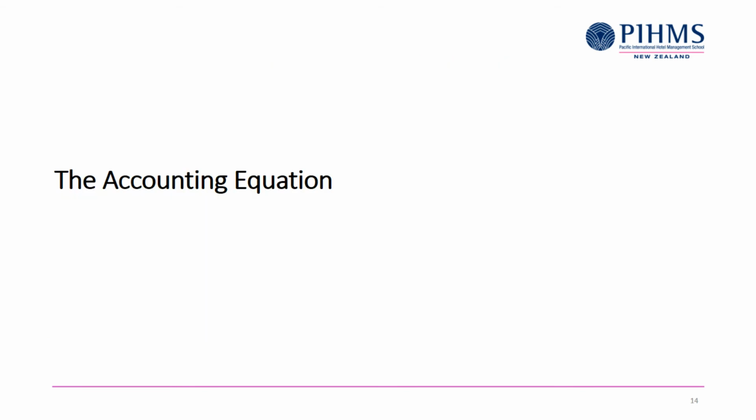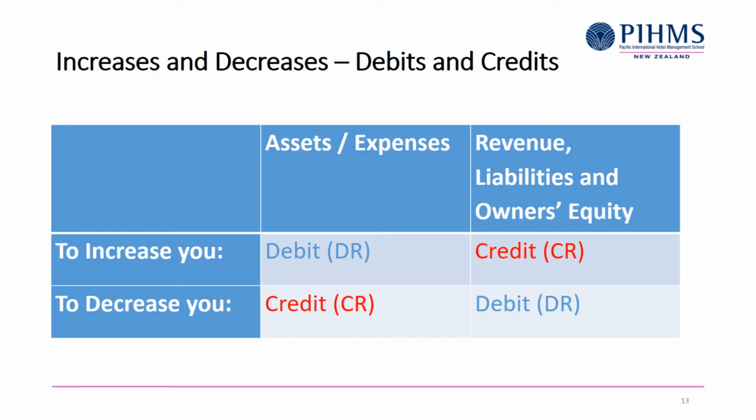Okay, we have this little slide here. This is an important table. I encourage you to memorize it because this goes through the debits and credits to make something happen. Along the top, you've got the elements. Assets and expenses in one, revenue, liabilities, and owners' equity in the other. Along the bottom, you've got to increase the balance and then to decrease the balance. So you match up the two items you want to do, and that will tell you whether you need to debit that account or credit that account.